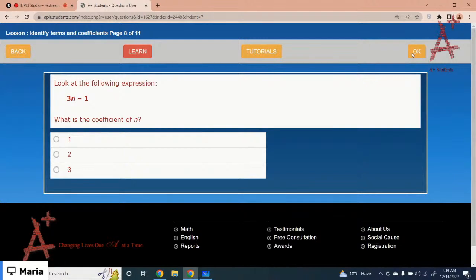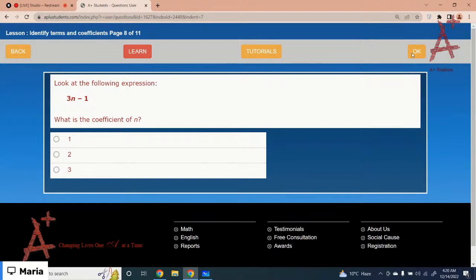Look at the following expression. What is the coefficient of n? Which is the correct option? 1, 2, 3. What is the coefficient of n? The number that is written with the n is the coefficient of the n. And you have 3, and 3 is actually the coefficient of the n. Got it?